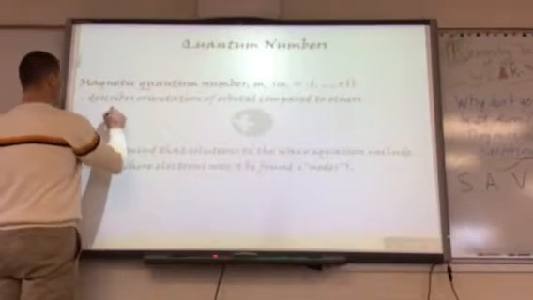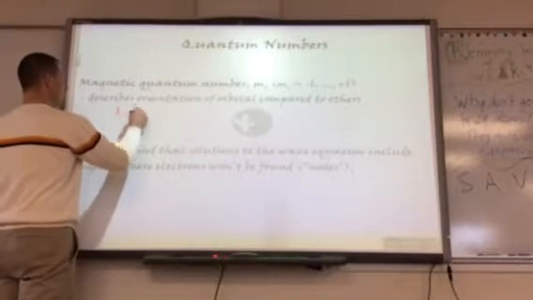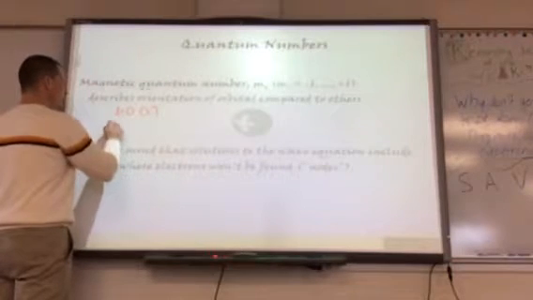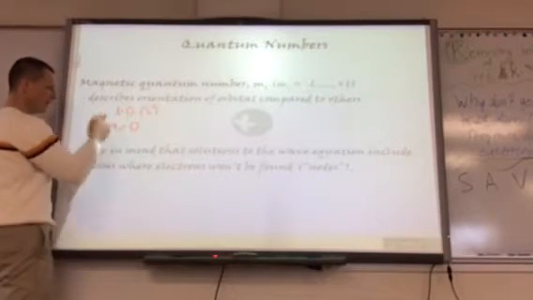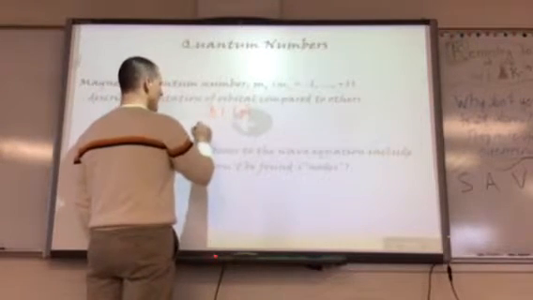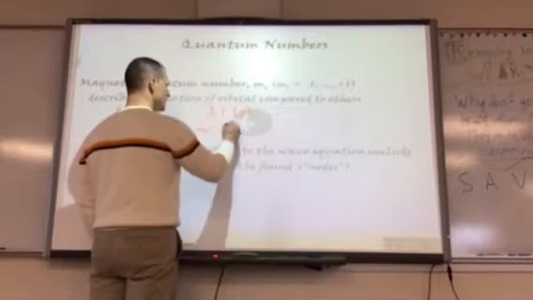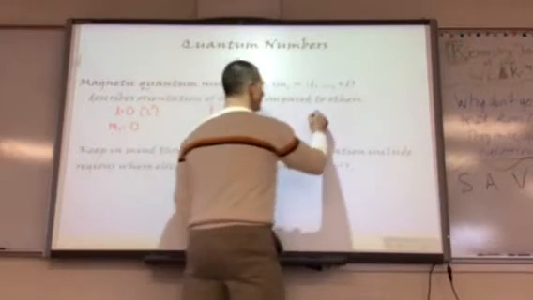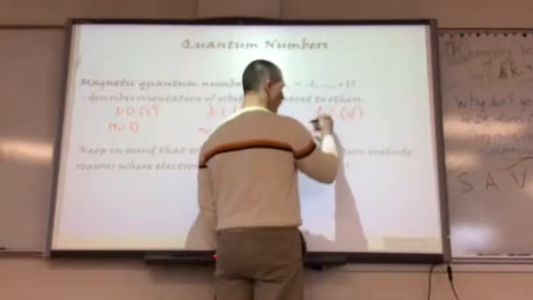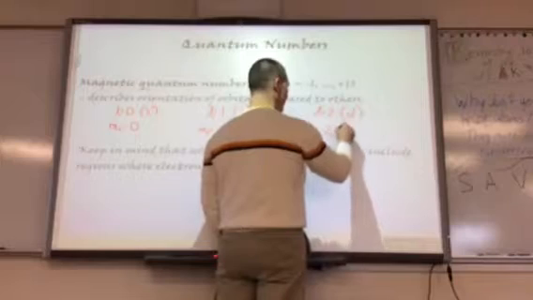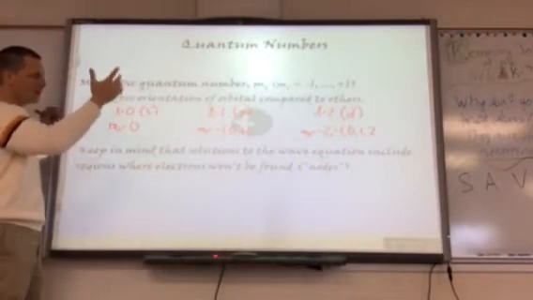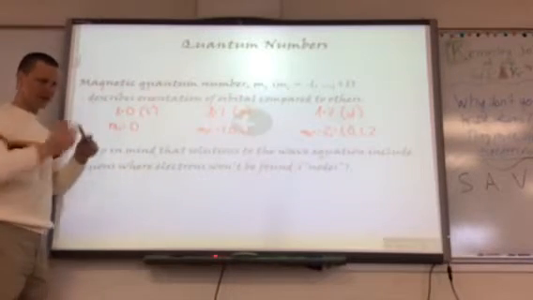So just a quick little breakdown. If L equals 0, we call that S. M sub L would equal 0. It goes from negative L to positive L. If L equals 1, we call that P. M sub L could equal negative 1, 0, and positive 1. If L equals 2, we call that D. M sub L would go from negative L to positive L. Negative 2, negative 1, 0, 1, and 2. Like that. And it can keep going from that. If you go to L equals 3, M sub L will go from negative 3 to positive 3.